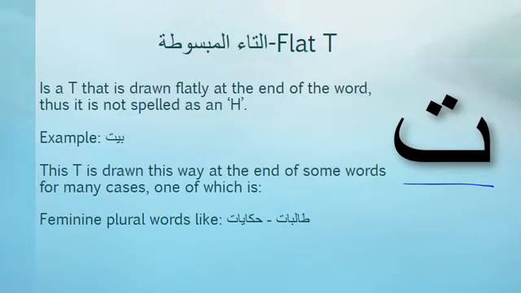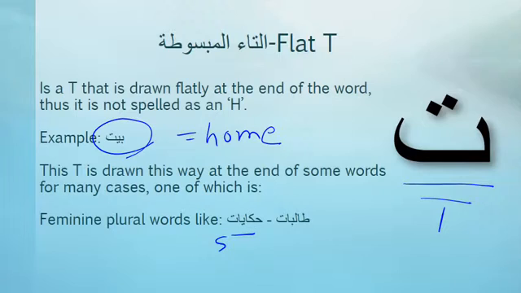The Arabic letter at-ta, or the T, is written in more than one way. This way is when we write it flatly like that and we spell it as a T, not as an H, in many words like bait, which means home. Another example is hikayat, which means stories, and talibat, which means female students.